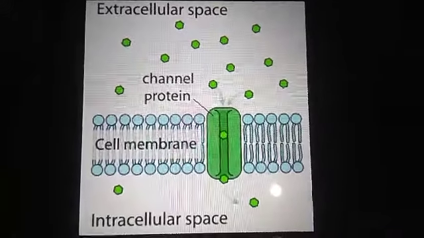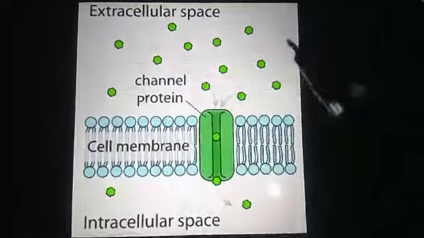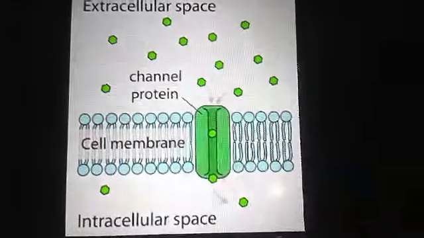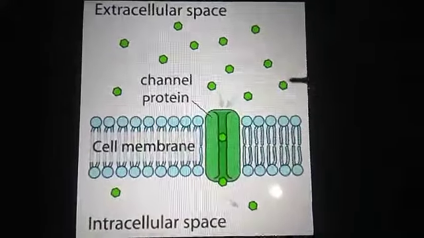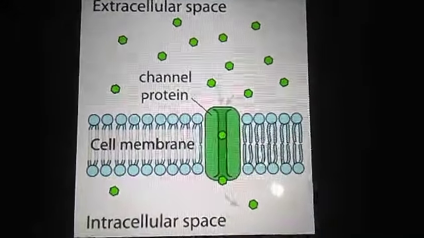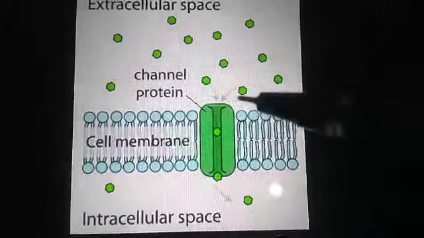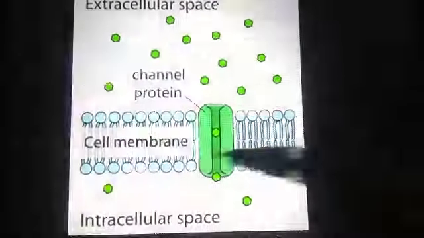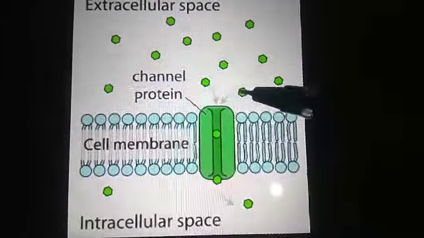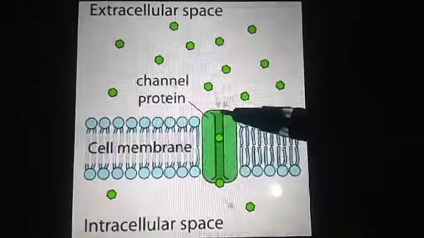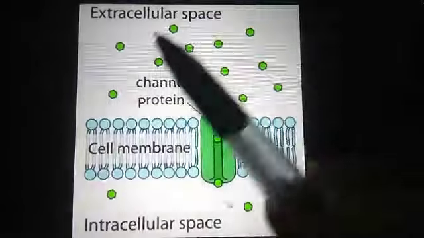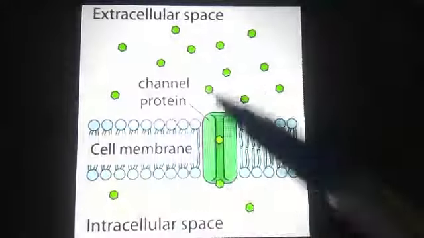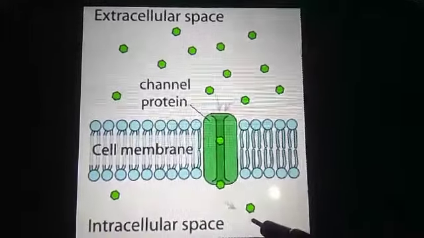So the amount of substance is low here, and here the concentration is much greater. Now what will happen in the plasma membrane? Through the plasma membrane, this substance will spontaneously move from here, the region of higher concentration, to here, the region of lower concentration.